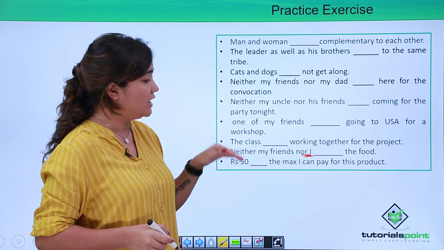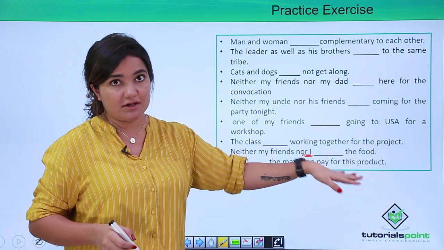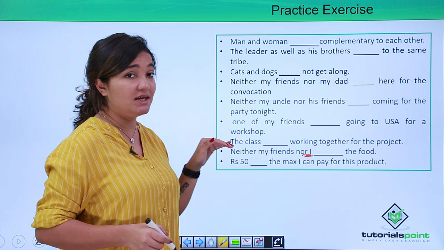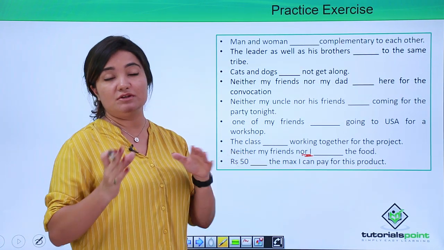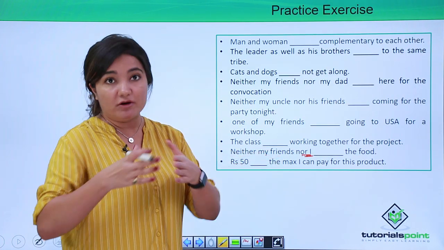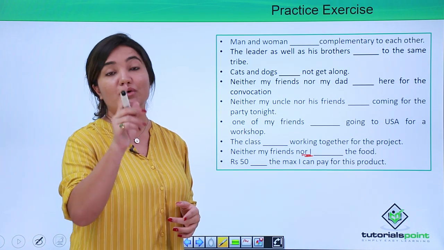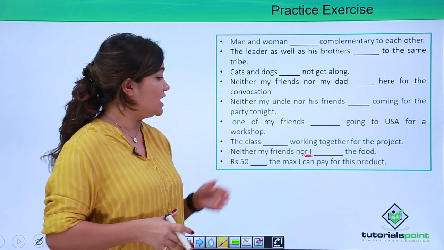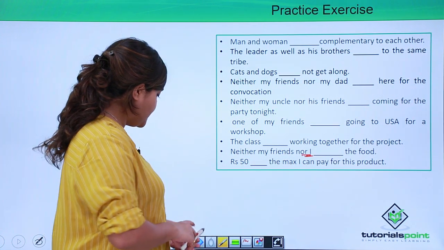Rupees 50 dash the max I can pay for this product. So here, rupees 50 is the max, because if you remember, we read in a rule that in sums of money, periods of time, or distance, whatever, in that case you always consider it as one unit, and because it is considered as one unit, the verb is also going to be singular, right?